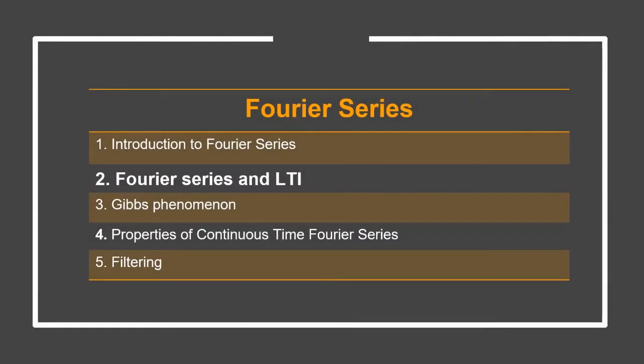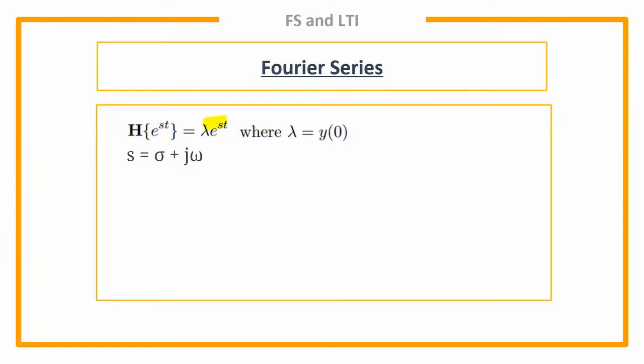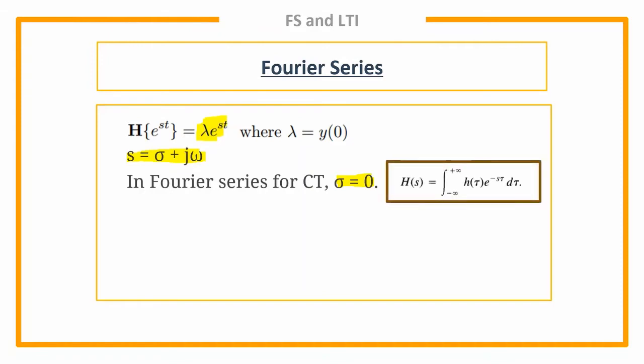We move on to the next subsection, Fourier series and LTI. In the last subsection, we derived this equation and we saw that lambda is a complex constant. Now s is given by sigma plus j omega, but in Fourier series representation for continuous time, we take sigma equals 0, which leaves us with s equals j omega. Using the frequency response equation, we find that if an exponential signal is fed to an LTI system, the output signal is an eigenvalue times the eigenfunction, that is the frequency response times the exponential function.